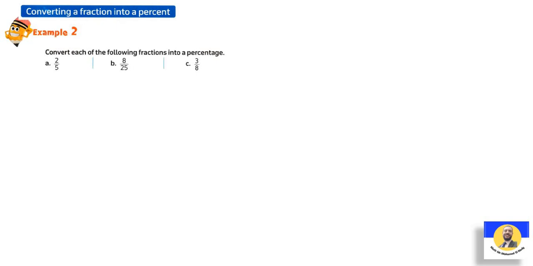Converting a fraction into a percent. Example 2. Here he said to convert into a percentage 2 over 5. How can we take the fraction and change it into percent? We either multiply by 100 directly, or we try to change the denominator into 100. So I take each fraction and try to change the denominator into 100. If we can, then the numerator equals how many percent. If we can't, we take the fraction as it is and just multiply by 100.